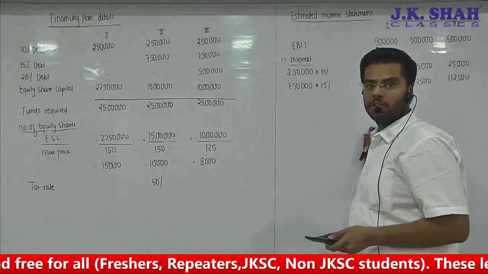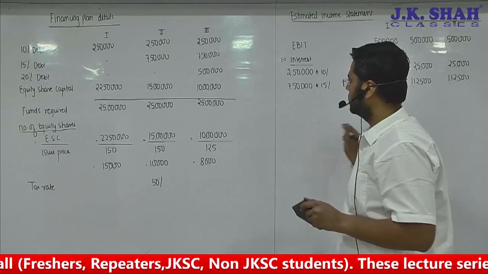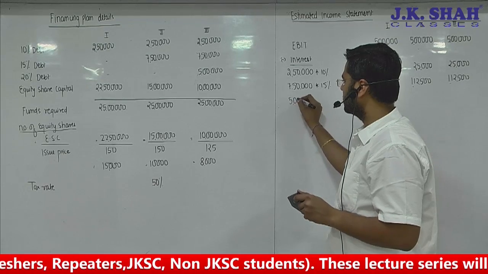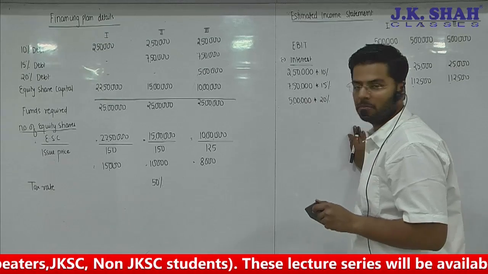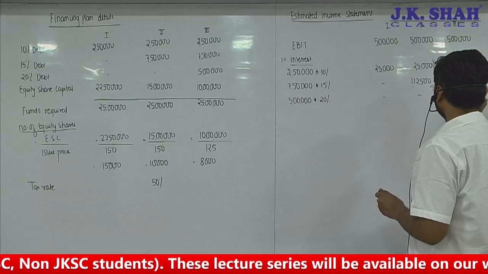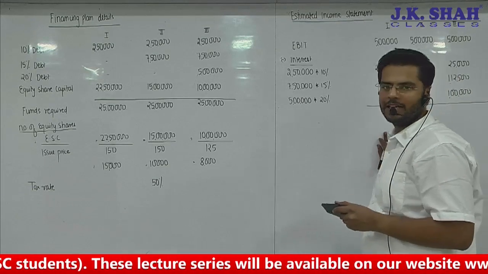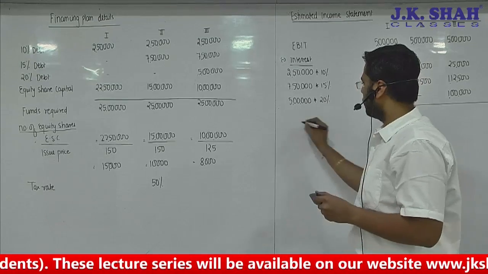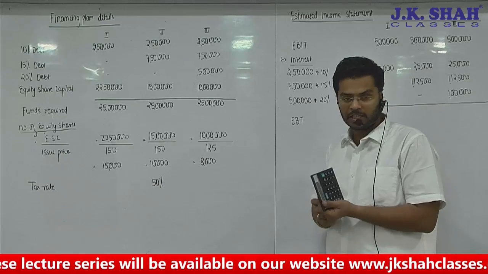There is going to be an additional loan of rupees 5 lakh only in the third plan. So we now have 5 lakh. But the rate of interest is not 15%. Here it is 20%. So we can say we will have to pay interest of rupees 1 lakh. Now when you subtract all these commitments, that is interest, from the EBIT, what we get now is EBT. So we have the EBT, that is earnings before tax.